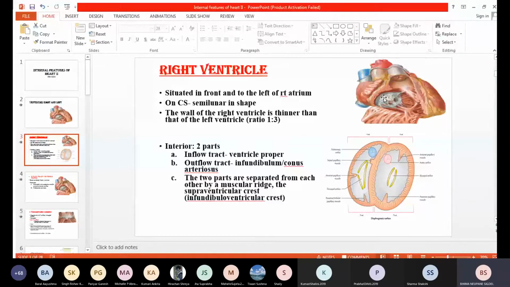While studying development, again these things will come. That is the ventricular proper, or the inflow tract of the right ventricle, which is the one part.